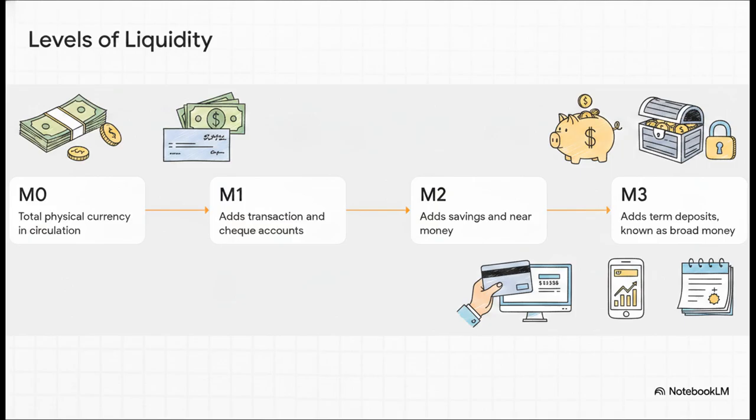M0 is just physical currency, the actual notes and coins. M1 adds check accounts, basically the most immediate accessible forms of money. Then M2 adds savings and near money, things that are easily converted to cash. And finally, M3, which is known as broad money, adds locked away term deposits. So it's really a full spectrum, from instantly spendable cash to safely stored away funds.